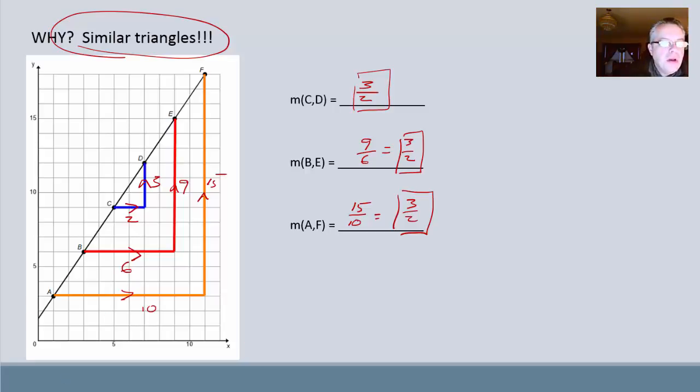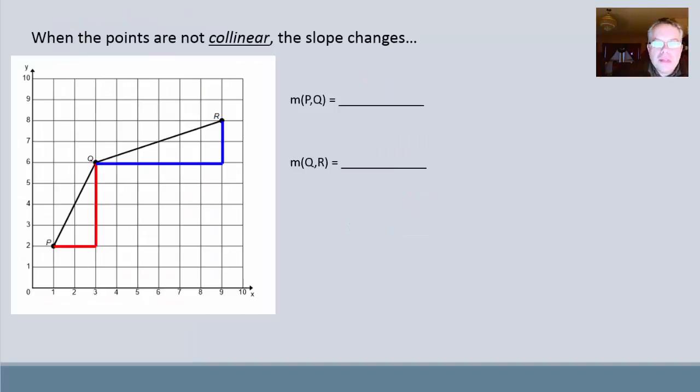All right, here we have a case of 3 points that are not collinear. Collinear means they lie in the same line, so if they're not collinear, then they don't lie in the same line. So we have P, Q, and R. And clearly, this is not a straight line. So what we should see is that they don't have the same slope. Okay, so let's compute the slope for PQ. We go to the right 2 and up 4. So the slope for PQ is 4/2, which is equivalent to 2.